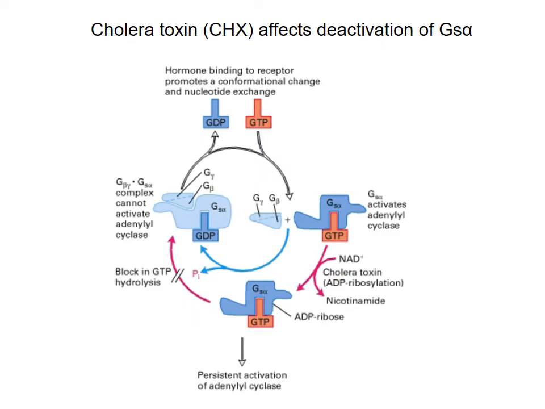And again, as I told you, these were identified initially because they are affected by cholera toxin. Cholera toxin prevents GTP from being hydrolyzed into GDP, so it leads to persistent activation of adenylyl cyclase. So it prevents its deactivation. You have this pathway consistently active, which will then on its own cause many problems.